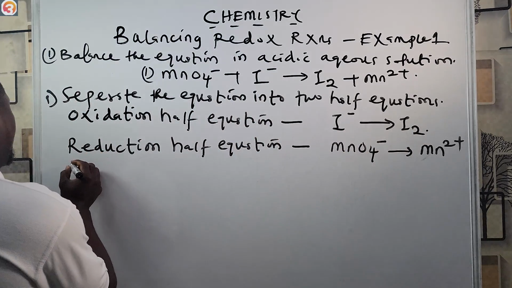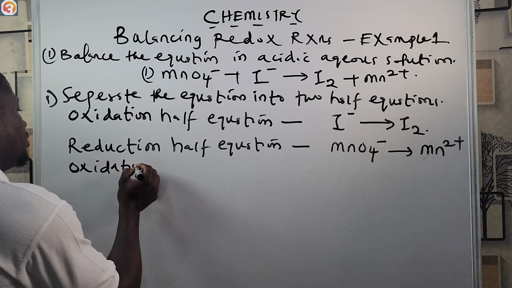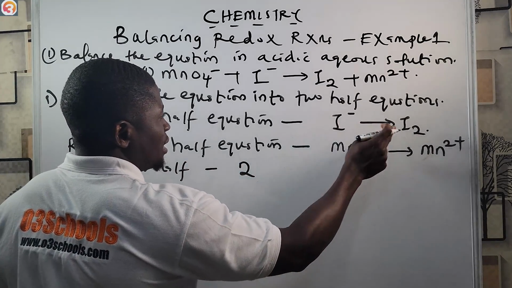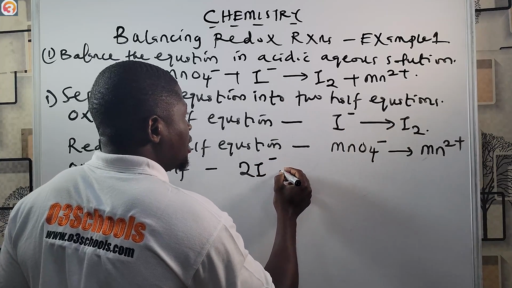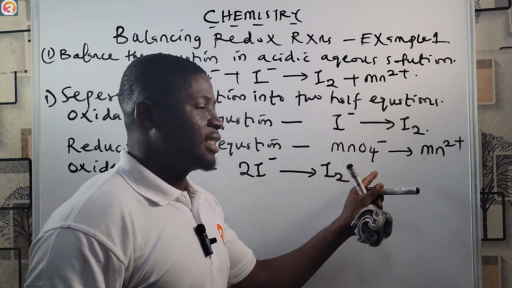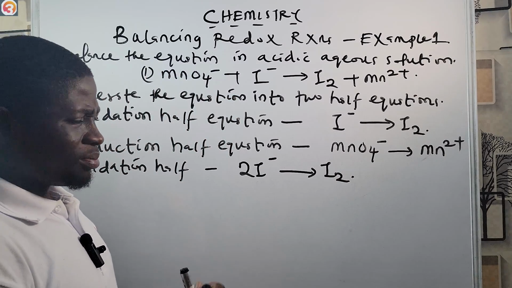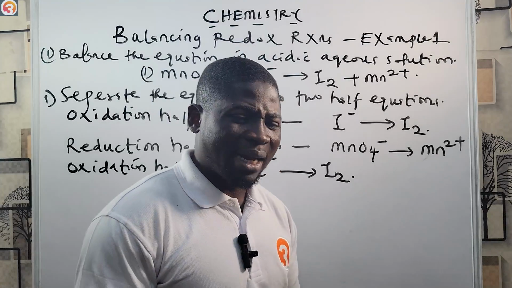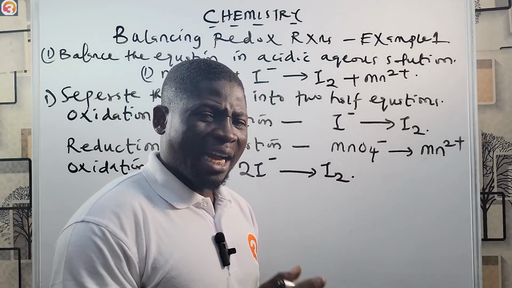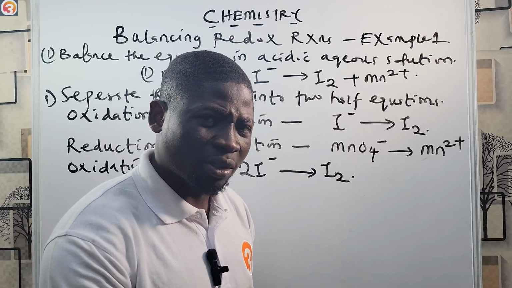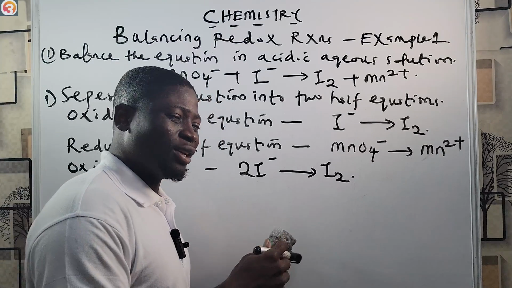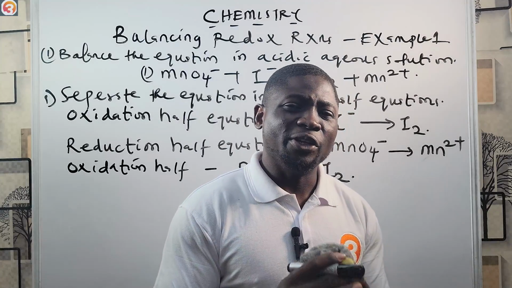For the oxidation half, I have to add 2 here so that it is balanced. So I have 2I minus is equal to I2. Now this is balanced. The reduction side is already balanced. I told you the next step is to balance the equation by adjusting coefficients, adding H2O, hydrogen ions, and electrons, in the order I just mentioned. In the previous episode, you can see all the steps you need to balance redox.